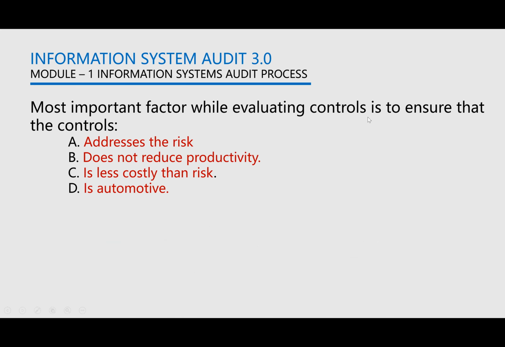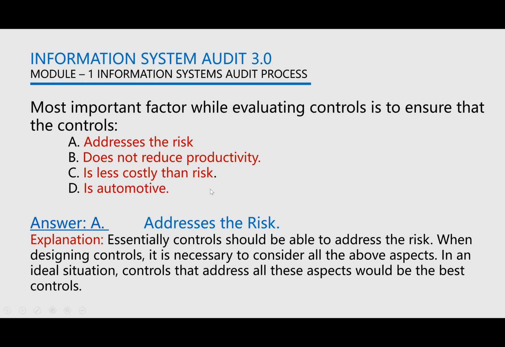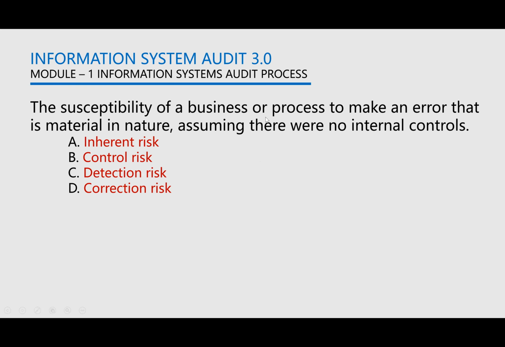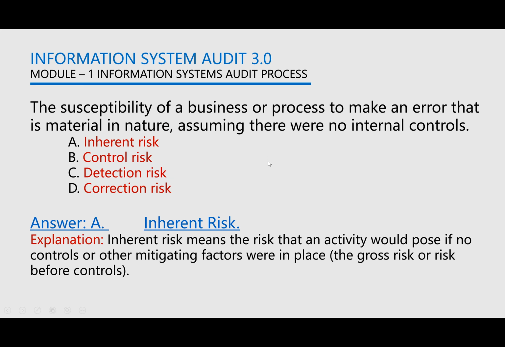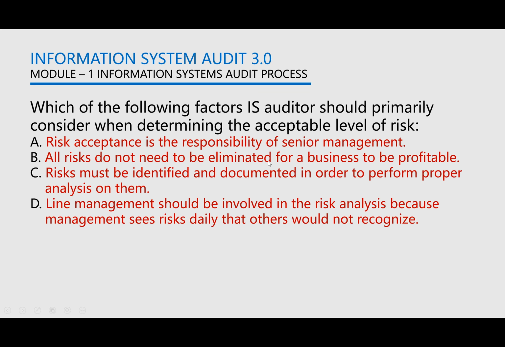The most important factor while evaluating a control is to ensure that the control addresses the risk, does not reduce productivity, is less costly than the risk, and is automated. All of them are basically part of addressing the risk. Addressing the risk is the correct answer. I'm moving ahead because I might run short of time and they will again throw me out. These are the questions where only 1 minute is left, so these are the ones I do not want. This is what I have done for this session.